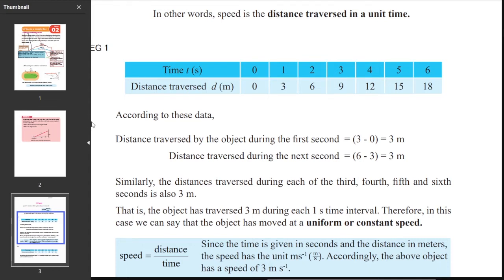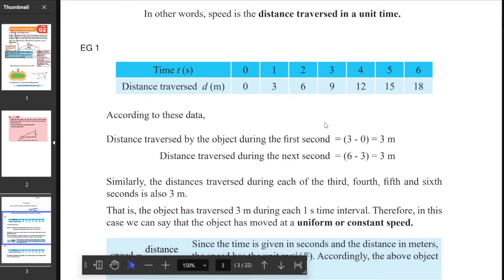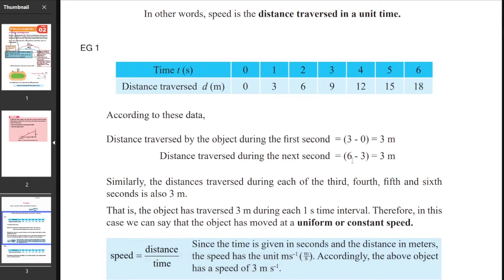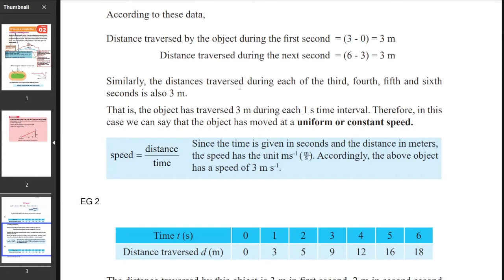The first second, 3 minus 0, that is the distance 3 meters. The second, 6 minus 3, that is 3. So similarly, the distance traversed during each of the third, fourth, fifth and sixth seconds is also 3 meters. That is, the object has traversed 3 meters during each 1 second time interval.